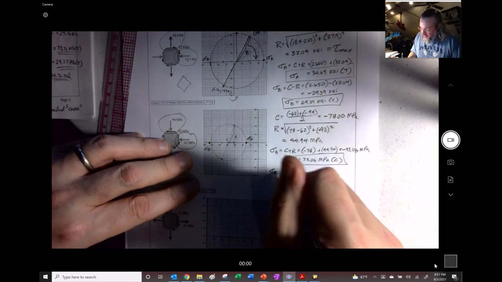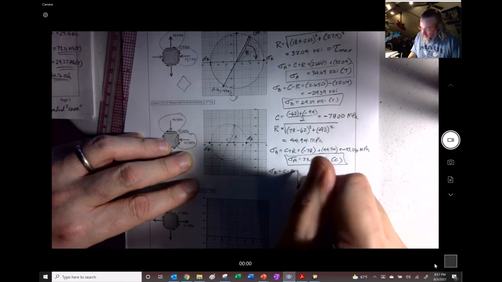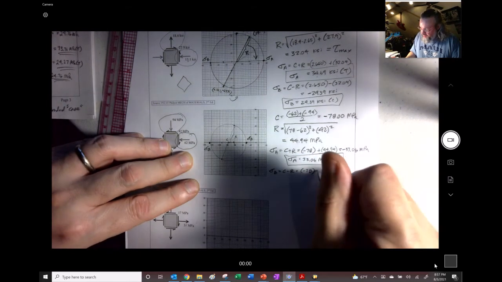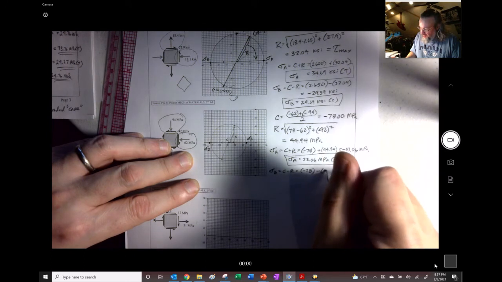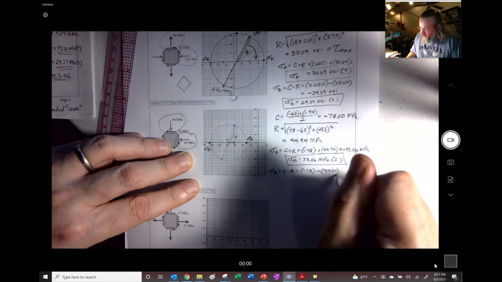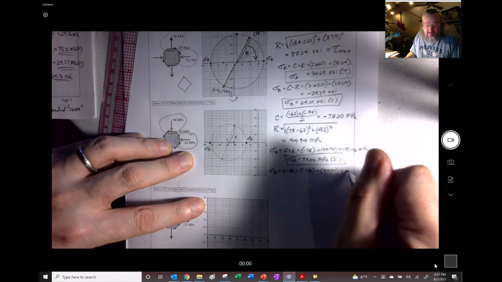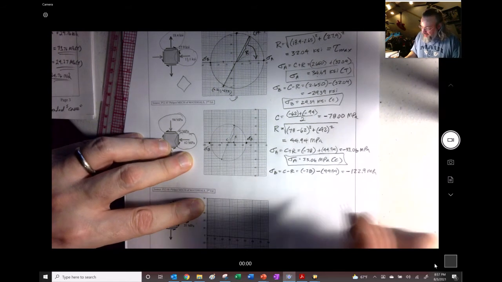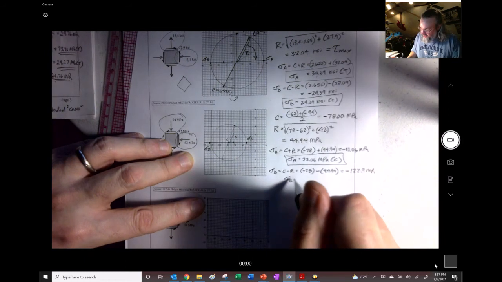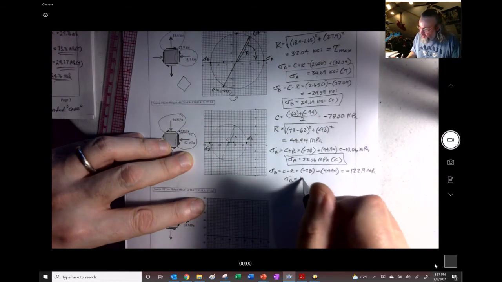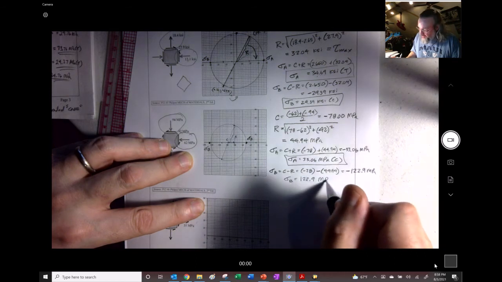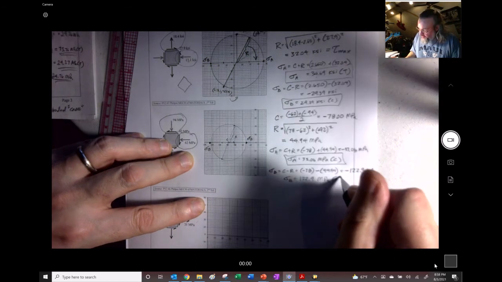Sigma B is C minus R, or negative 78.00 minus 44.94. So it's going to be a more minus thing of negative 122.9 megapascals. So sigma B is going to be 122.9 MPa and compression.